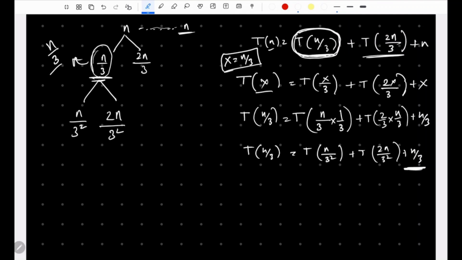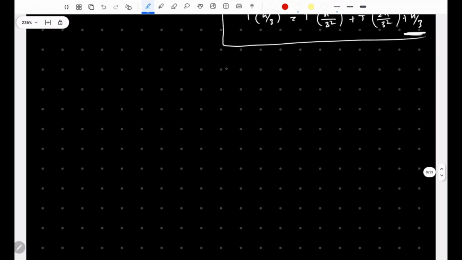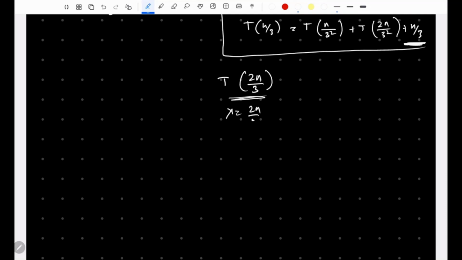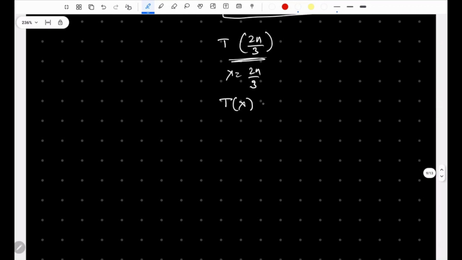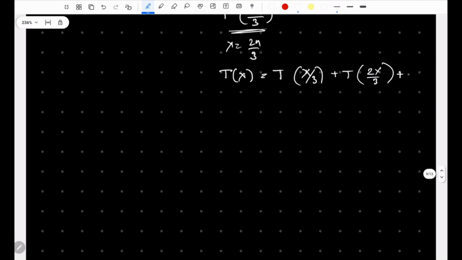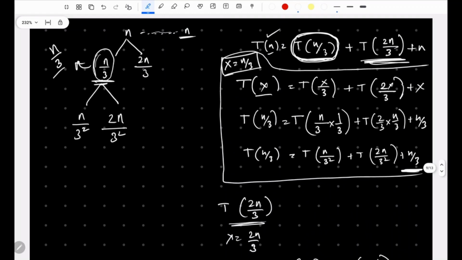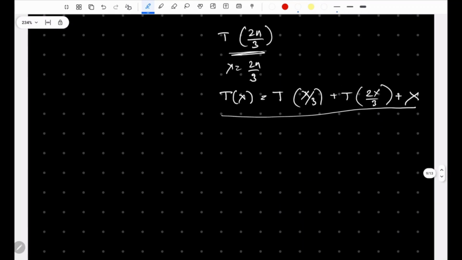Now let's find 2n by 3. So this was for n by 3. Now let's find T of 2n by 3. So let's take x equal to 2n by 3. Now T of x is equal to T of x by 3 plus T of 2x by 3 plus the constant term n, which here will be x. What I just did is write this n in terms of x, because I need to find T of 2n by 3, where x is equal to 2n by 3.